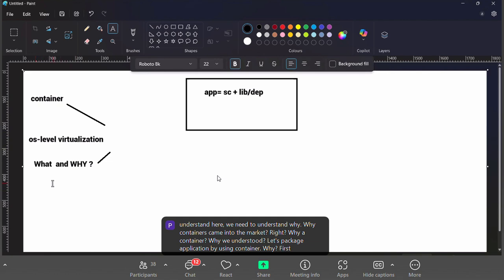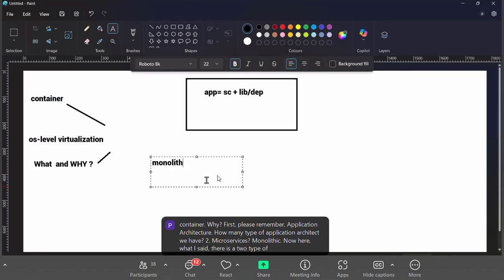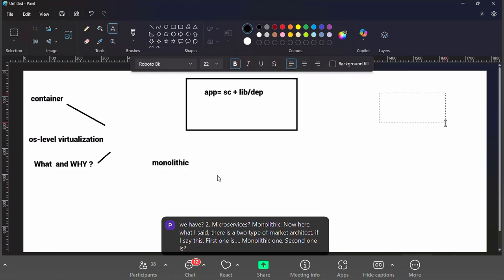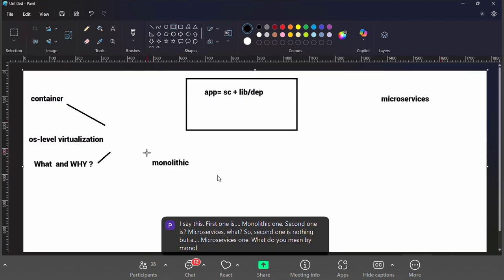First, please remember application architecture. How many types of application architecture do we have? Two. Microservices and monolithic. There are two types of architecture. The first one is monolithic, and the second one is microservices. What do you mean by monolithic, sir? Monolithic means single. I am saying application architecture.